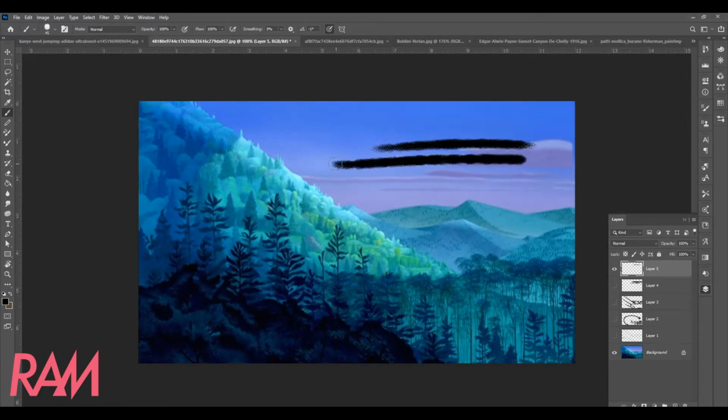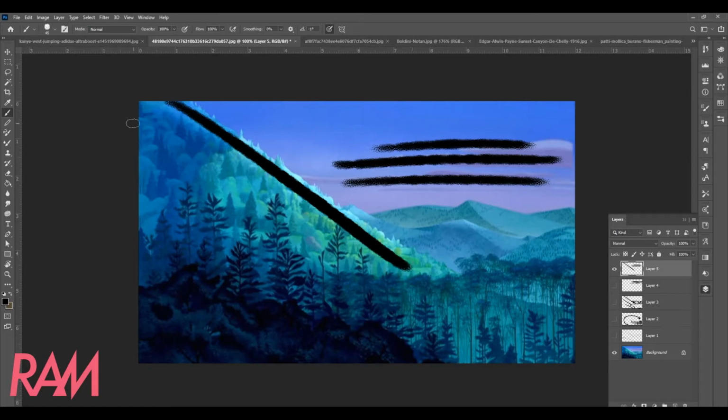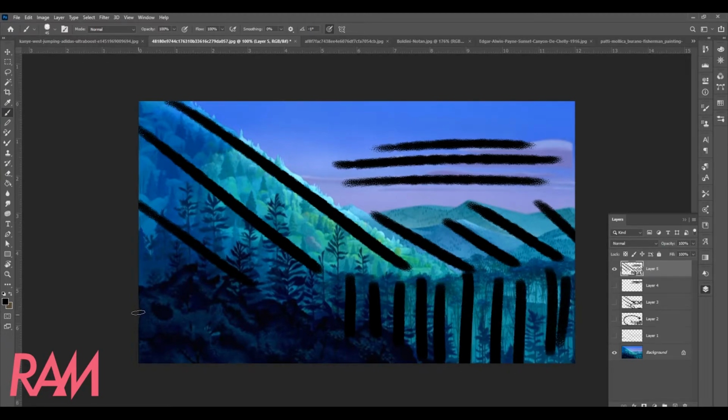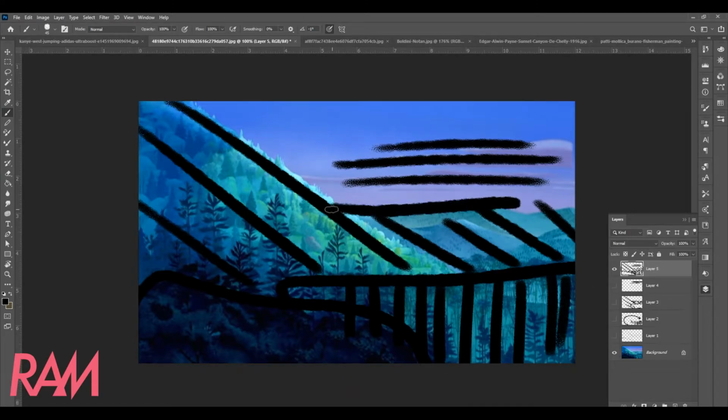You got horizontal lines, you got diagonal lines, and then you got vertical lines right here. And you got this weird shape right there. So it's just all a matter of laying out where everything wants you to go.